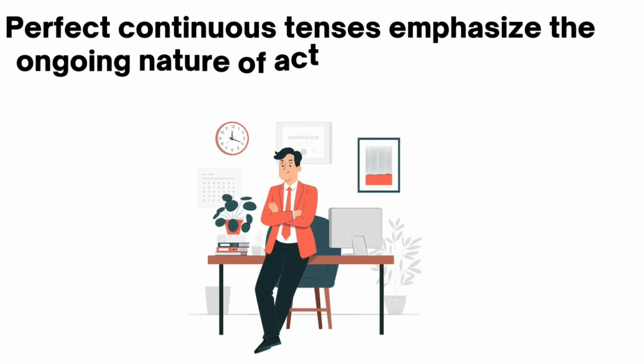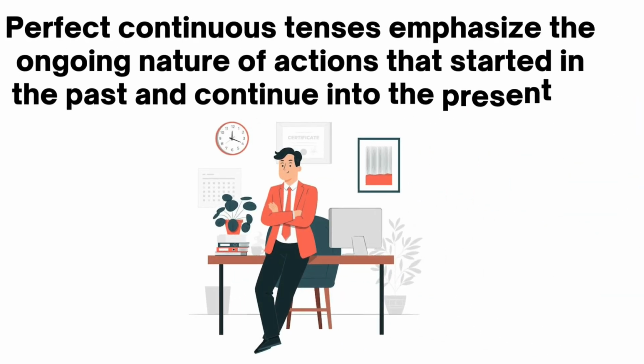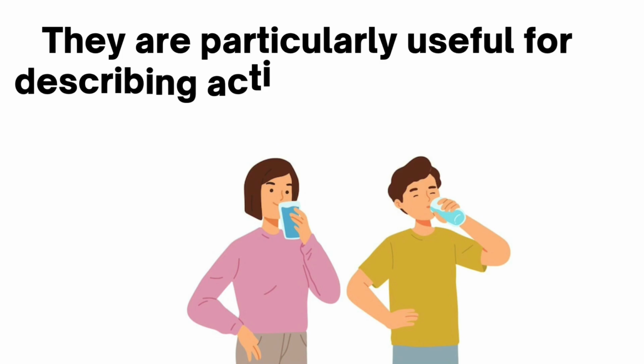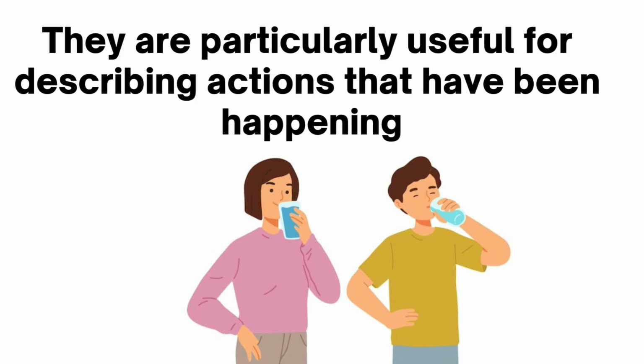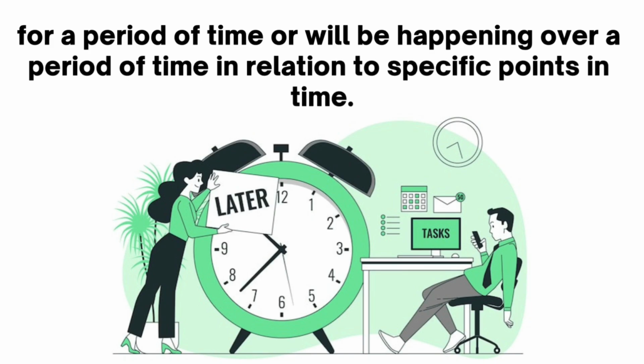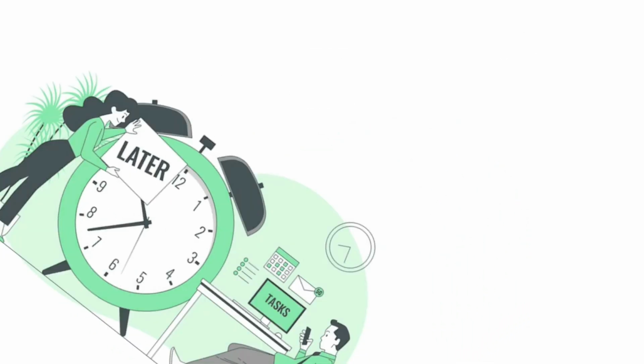Perfect continuous tenses emphasize the ongoing nature of actions that started in the past and continue into the present or future, providing a sense of duration or continuity. They are particularly useful for describing actions that have been happening for a period of time or will be happening over a period of time in relation to specific points in time.